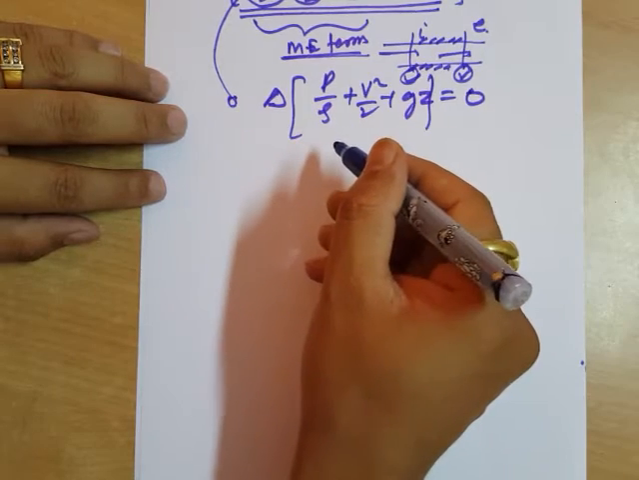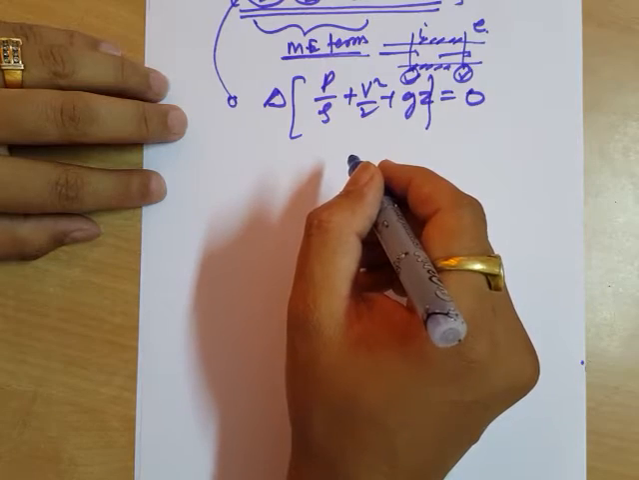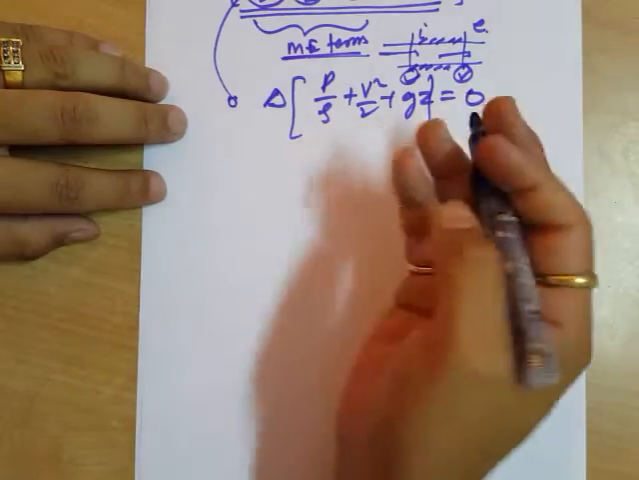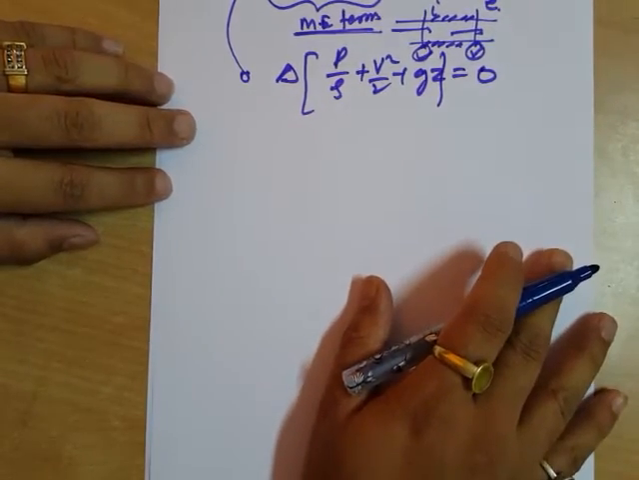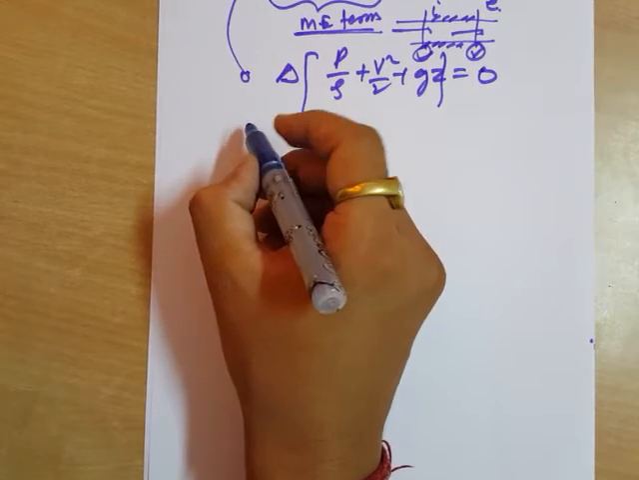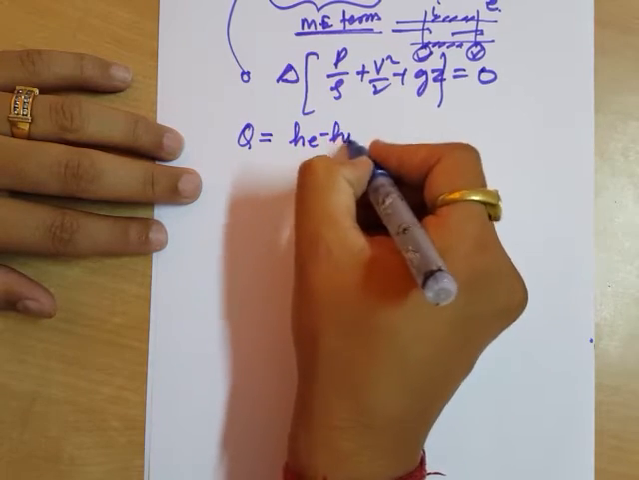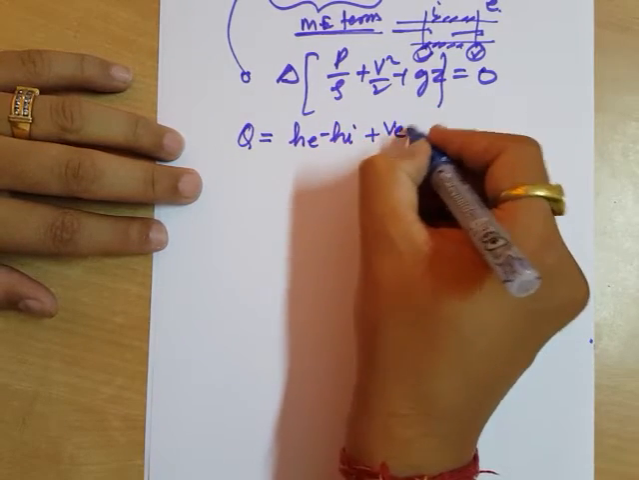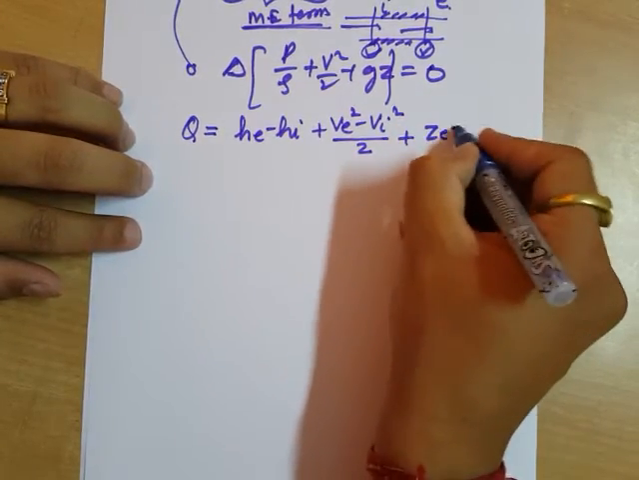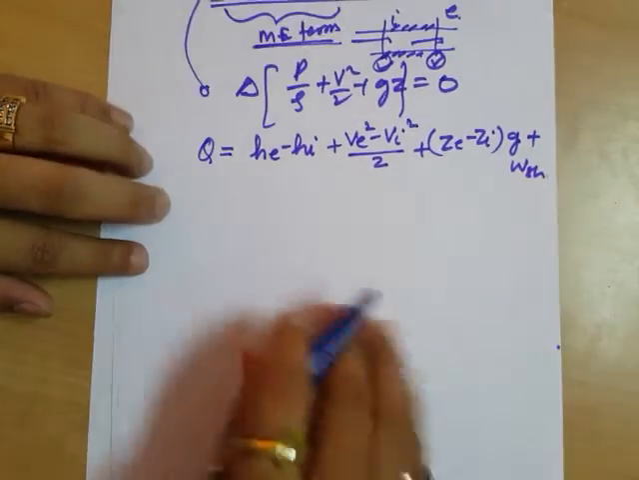But if we write our steady flow energy equation in this form, so let us derive the steady flow energy equation in differential form. You all know that the steady flow energy equation can be written like this: Q is equal to HE minus HI plus (VE square minus VI square) by 2 plus (ZE minus ZI) into G plus W shaft. You all know this.